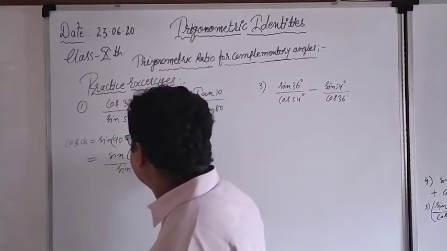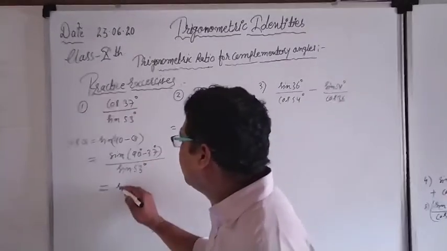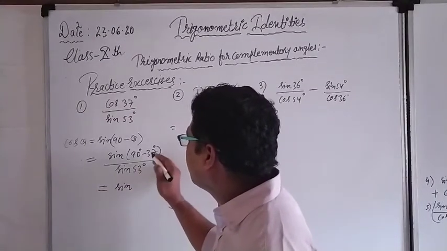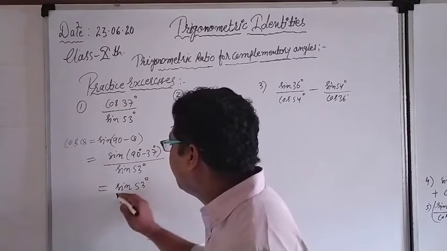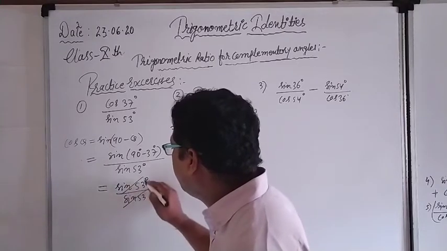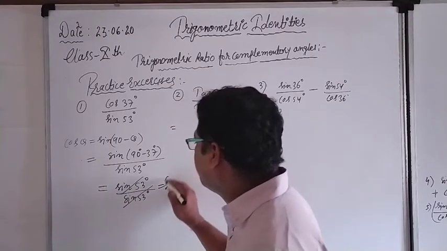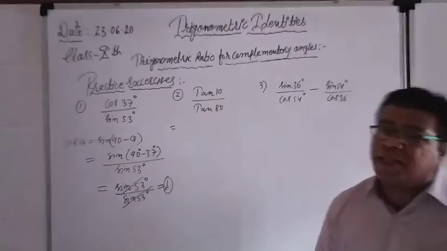These all are the angles. See here, if you subtract 37 from 90, you will get the same thing: sin 53 on the numerator, sin 53 on the denominator. It is going to be cancelled, and what is the answer? Answer is equal to 1. Very easy. This is the very easiest problem.